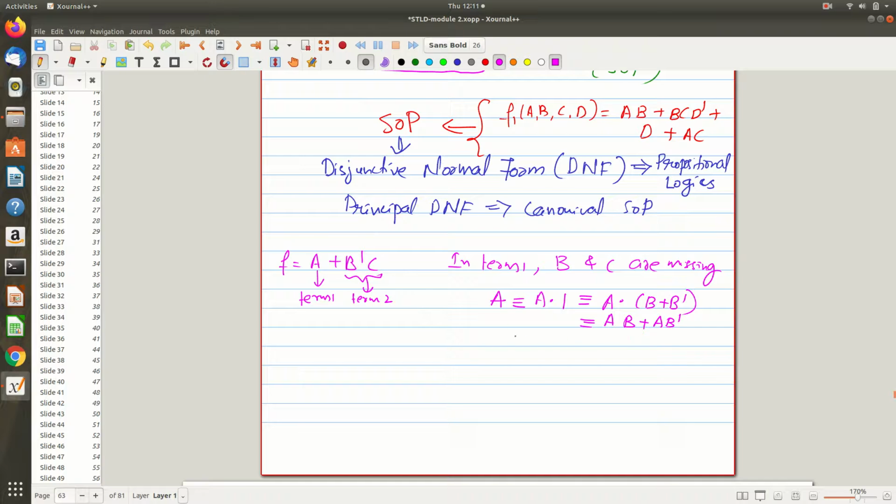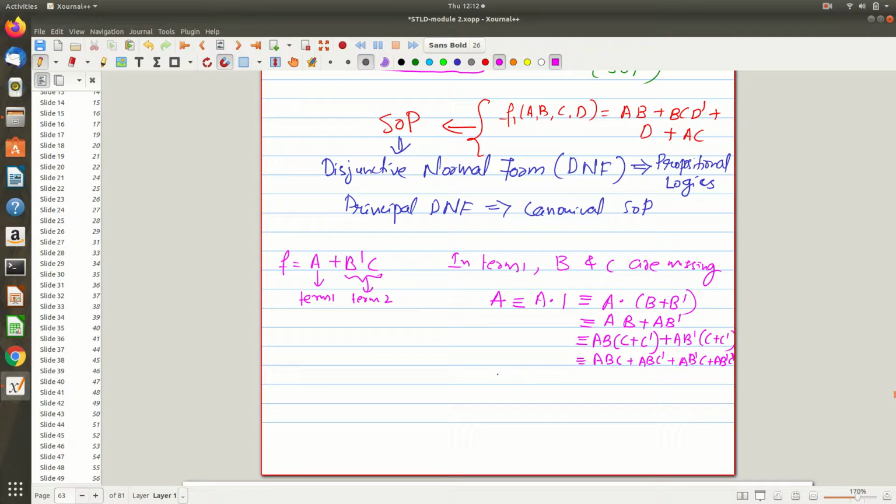Now I have to add C also. This whole thing is equivalent to AB into, I am just adding C plus C dash. Hope you understand. What I am doing is, I multiplied it with a 1 again. There is no change for the value. Now that 1 I am replacing with C plus C dash, because I want to add C, right? That is a missing term. Now AB dash is equivalent to again C plus C dash, right? Now again apply distributivity, you will get ABC plus ABC dash plus AB dash C plus AB dash C dash. Hope it is clear, right? So this many terms are added.